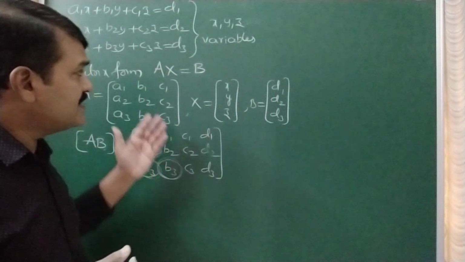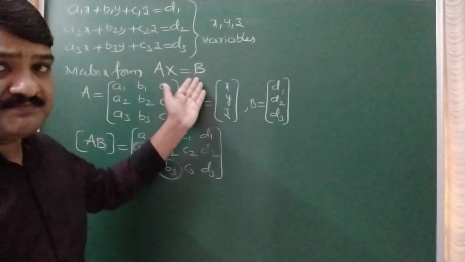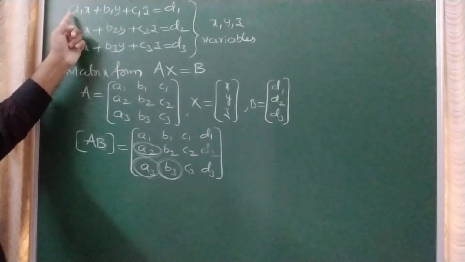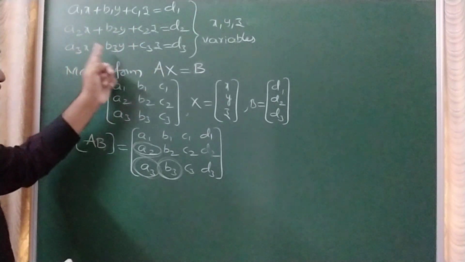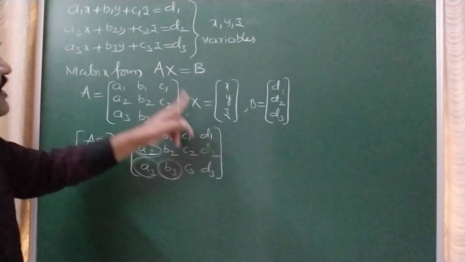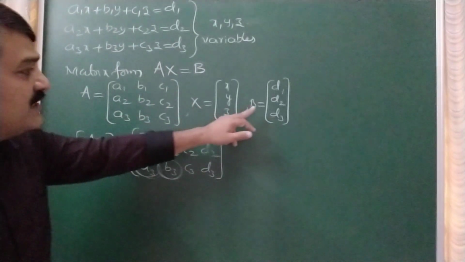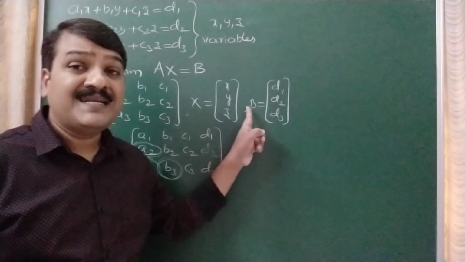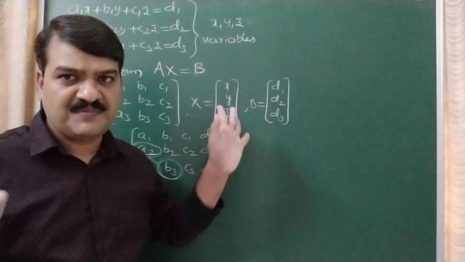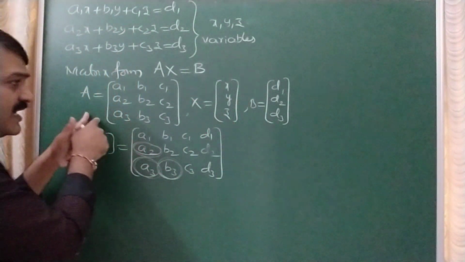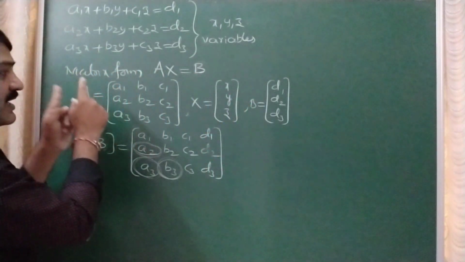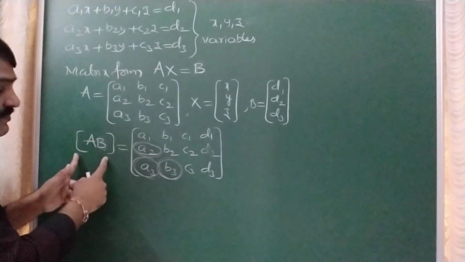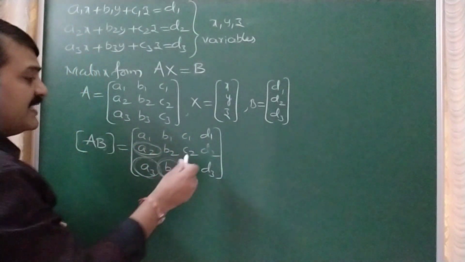First, take the given set of equations in the matrix form, AX is equal to B. A is the coefficient matrix A1, B1, C1, A2, B2, C2, A3, B3, C3. X is the variable matrix X, Y, Z, and B is the constant matrix D1, D2, D3. You can use D also here instead of B, that is your wish. Now when you combine the coefficient and constant matrix, you will get the augmented form. So this is the augmented form of the matrix.